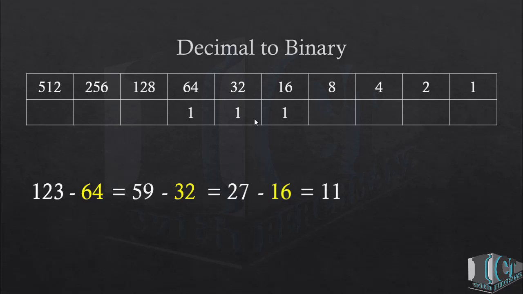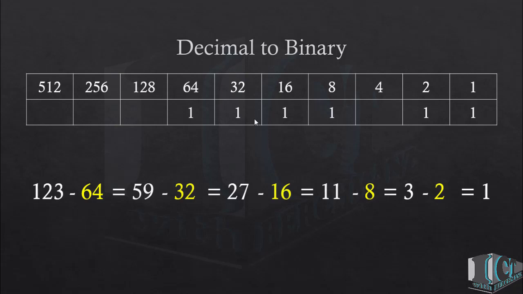Less than 11, 8. Yes. I'm going to put a 1 there and then reduce it from 11. I'm getting the value 3 here. We know 4 is not less than 3, so I'm going to skip 4 and I'm going to put a 1 in number 2. And I'm going to reduce that from 3, which will give me 1. And there I can straight away give the value 1 for this number line.